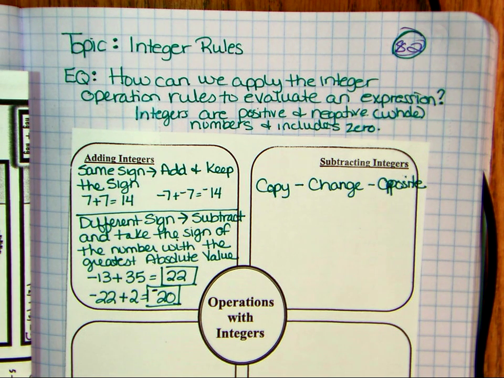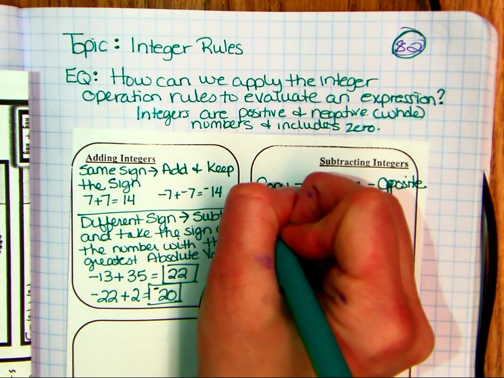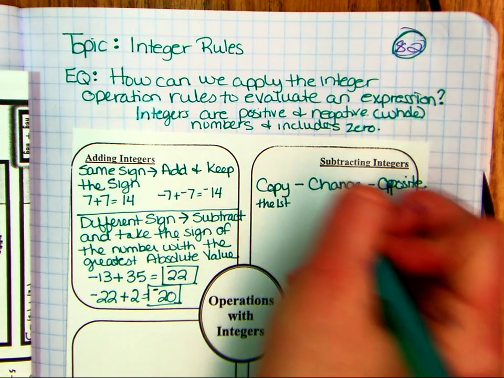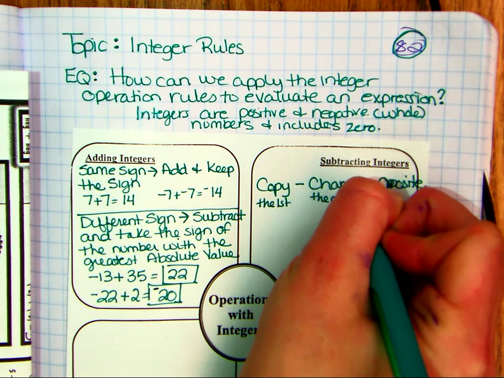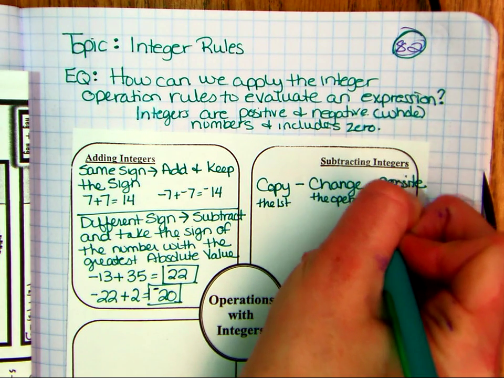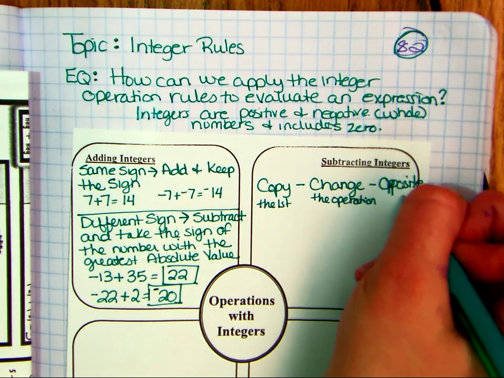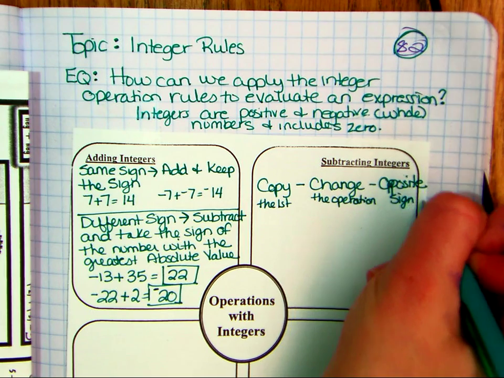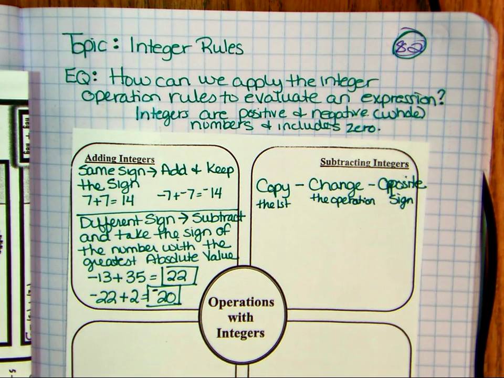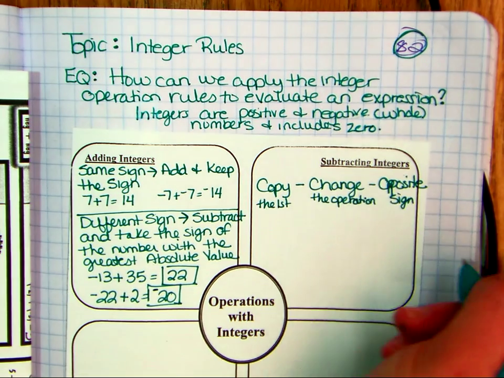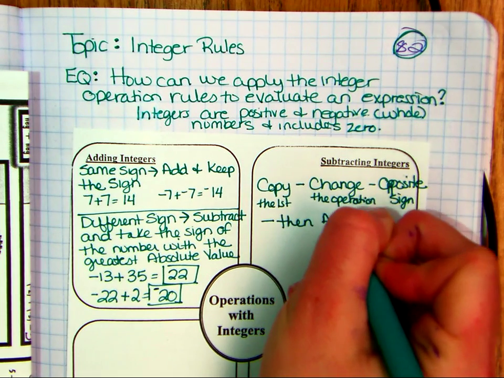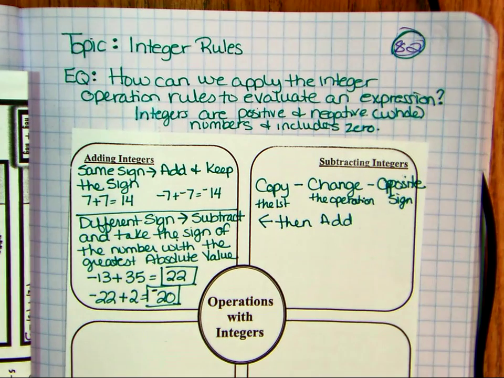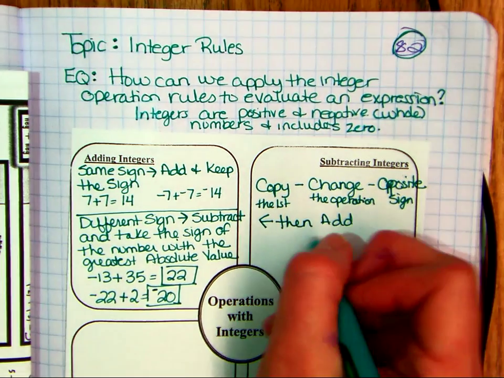And then once you've done that, you're going to copy the first, change the operation, and the opposite sign of the second. So let's look at this. And once you've done this, then you're going to add like that. Okay, so let's look at a problem.